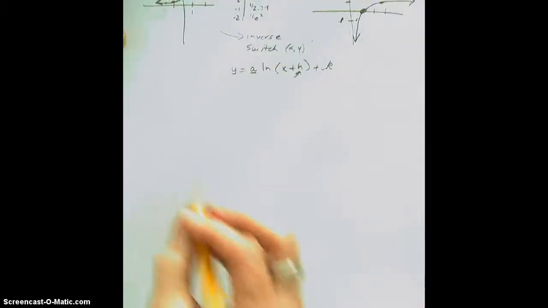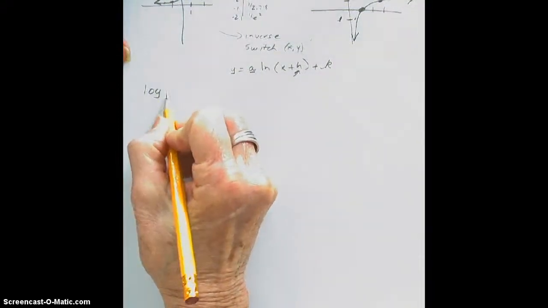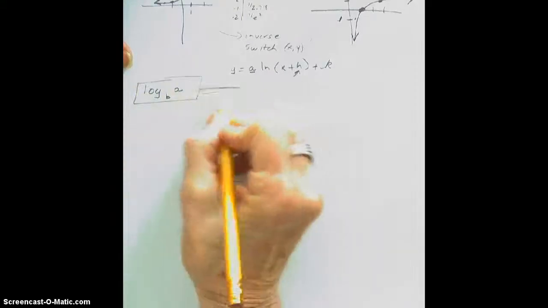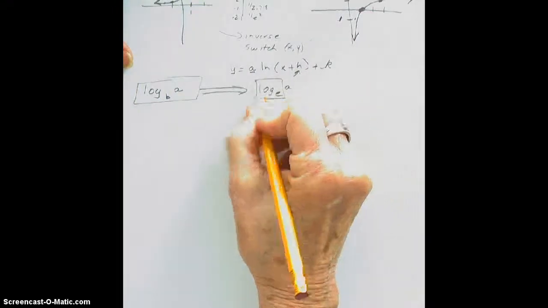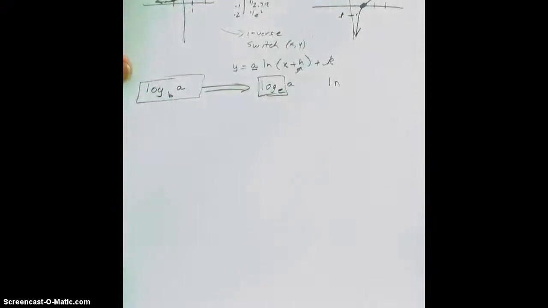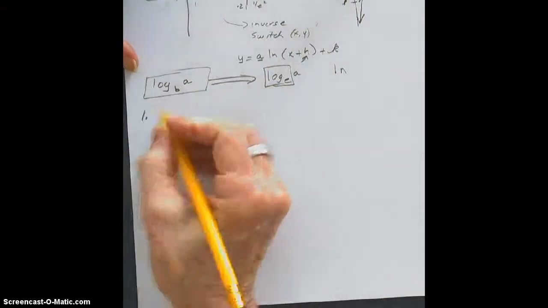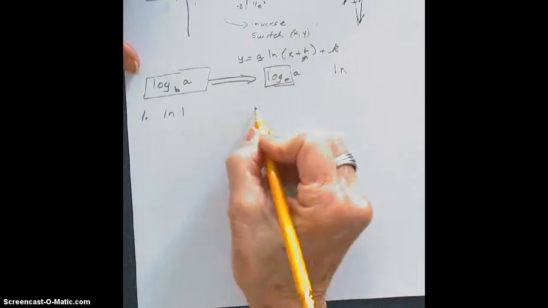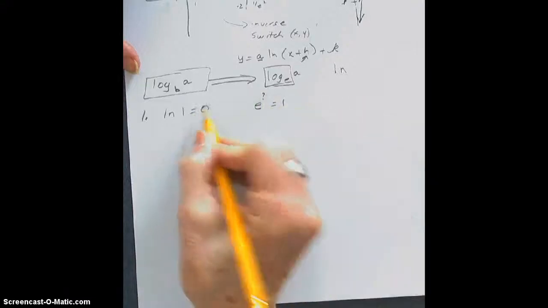There are some properties that you should know about logs, and again, these logs work for log to the base anything, but in calculus, we almost always use log to the base e, and log to the base e we write as the ln. So almost all of your problems will be ln's, but know that they work for any log. So the first property that I want to remind you of is what is the ln of 1. And again, if you think about exponential, this says e raised to what power equals 1? Well, that would be a 0.